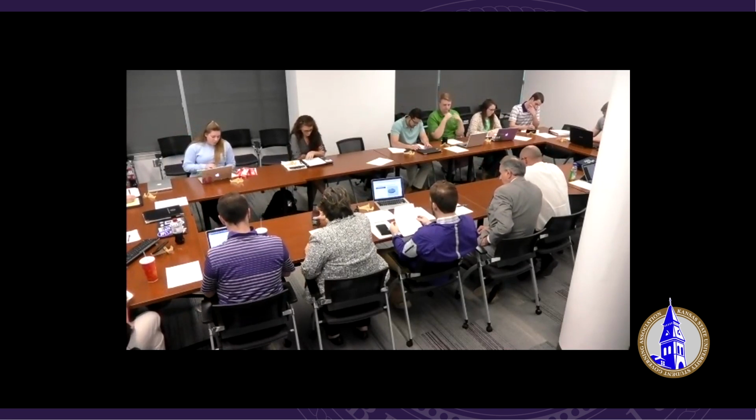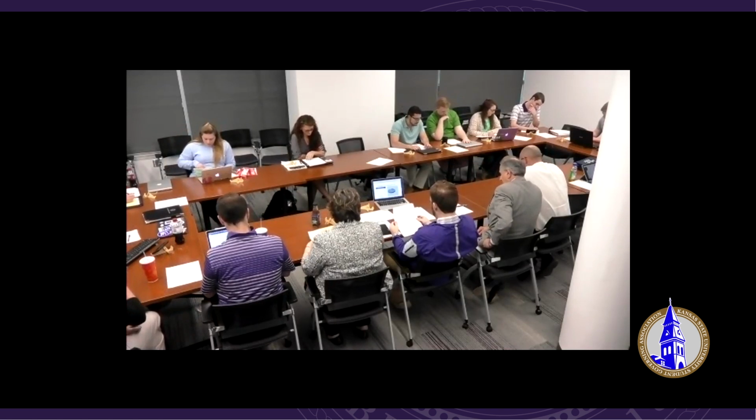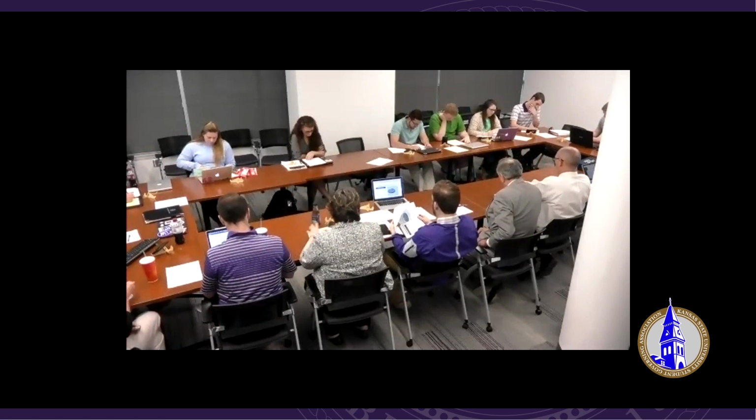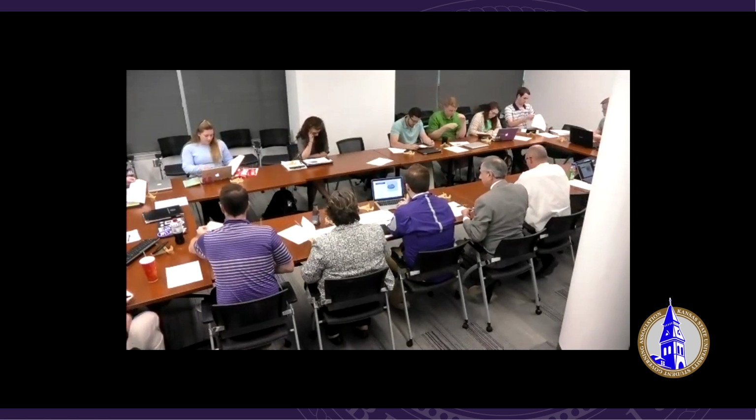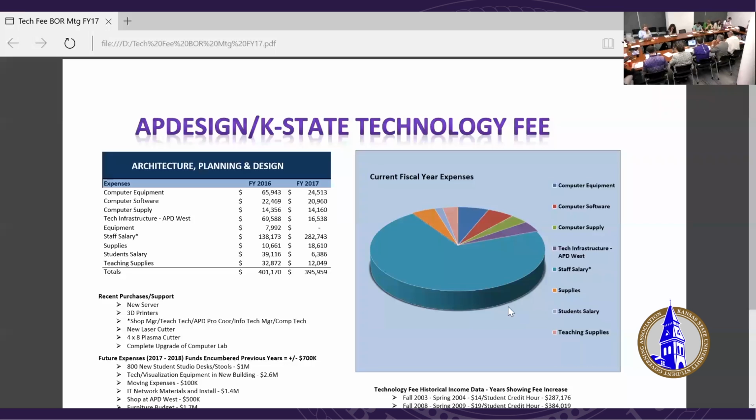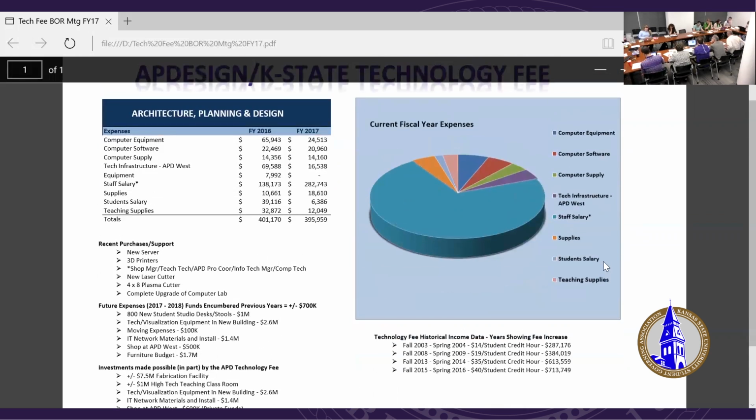The first thing I'd probably go to is the historical data that's down in the bottom right. You'll see the fee began in 2003 at $14 per student credit hour. In 2008, the year before I arrived, it was $19 per credit hour. I'm obviously an expensive person, so it went up to $35 a credit hour, just kidding. And then $40 per credit hour.